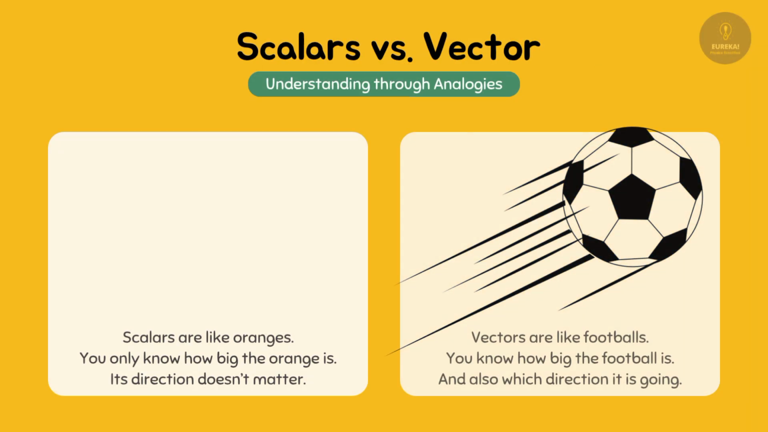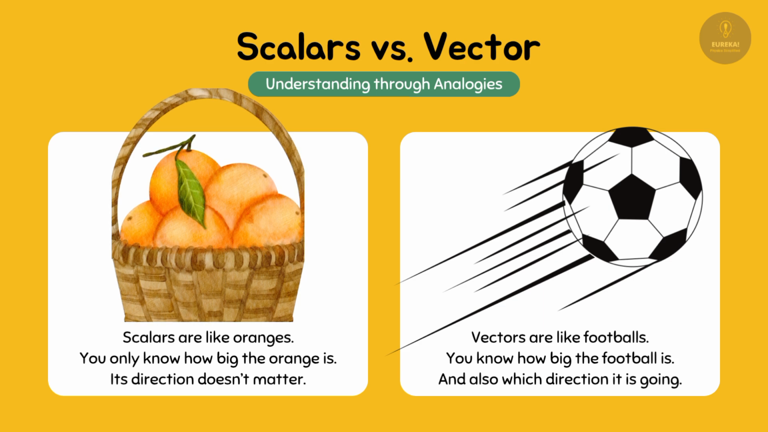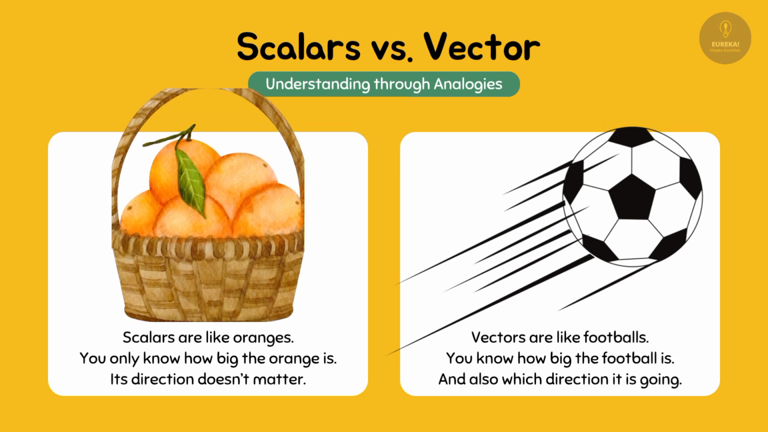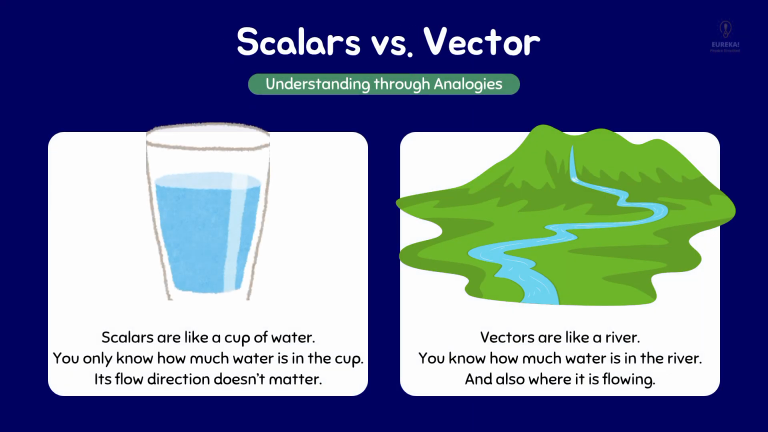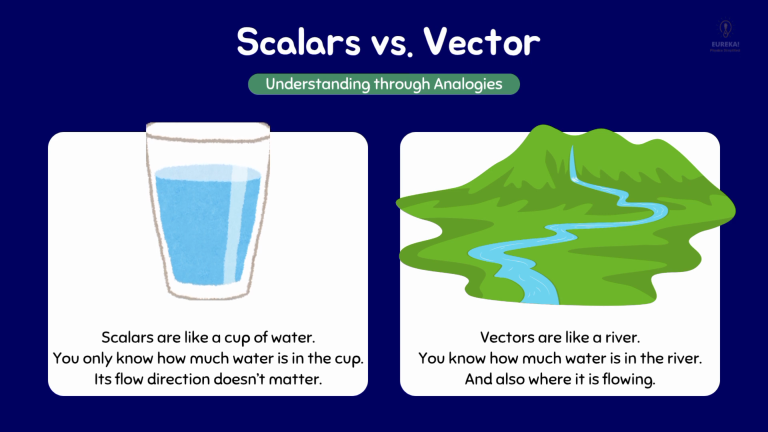To simplify, think of scalars as oranges, measurable only in size with no direction. Vectors are like footballs, they have size and direction. Or imagine scalars as a cup of water, quantified by how much water is in it. Vectors, on the other hand, are like a river. You can tell how much water is flowing and in which direction.